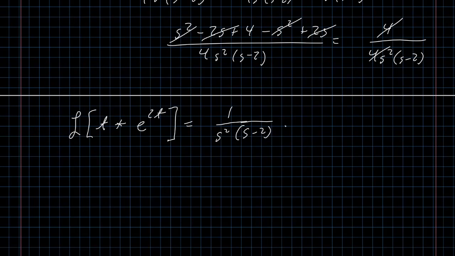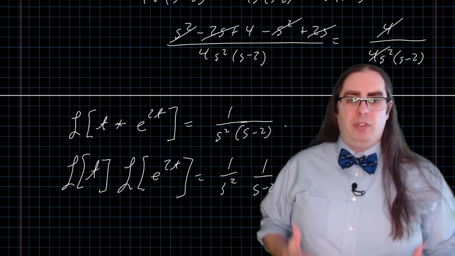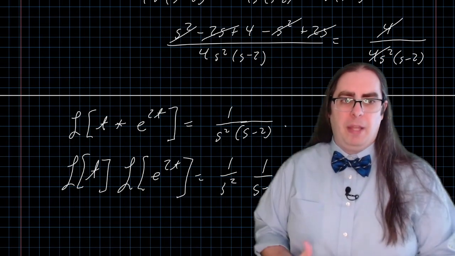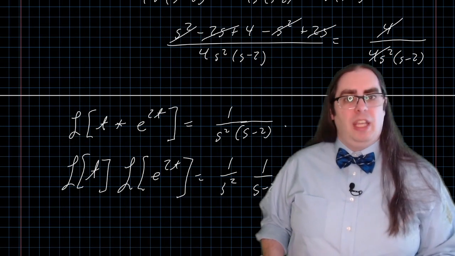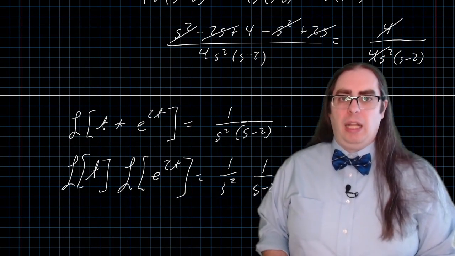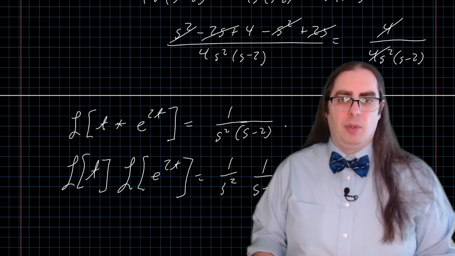And if we try to use our theorem, remember that the Laplace transform of t times the Laplace transform of e to the 2t is 1 over s squared times 1 over s minus 2, which is in fact the same thing. All right, so it's not a proof, it's not mathematically proving that this will work for everything, but it's a nice verification of the result, a nice little bit of understanding and seeing that this is going to give us the same thing either way.